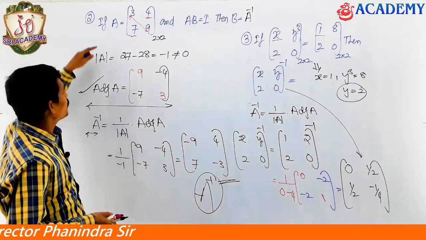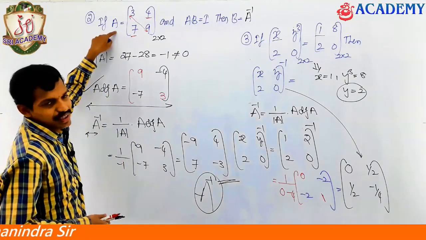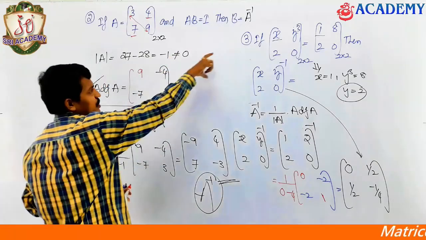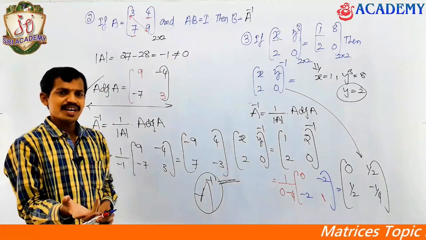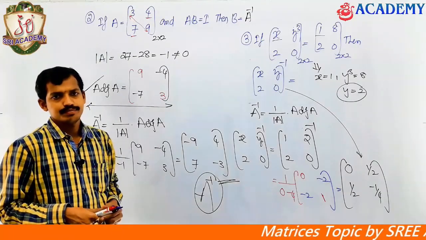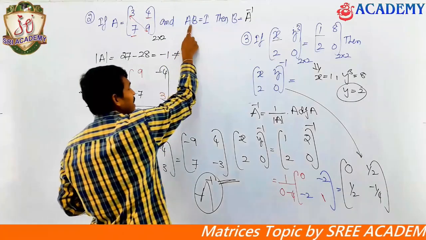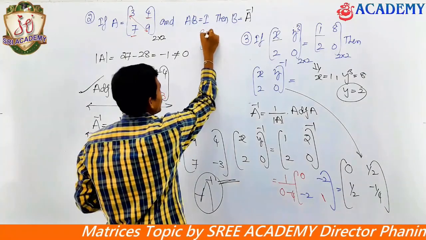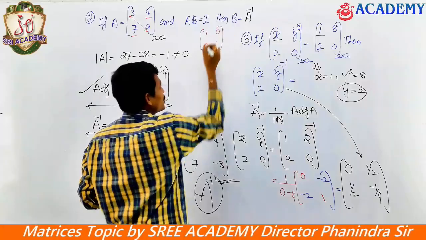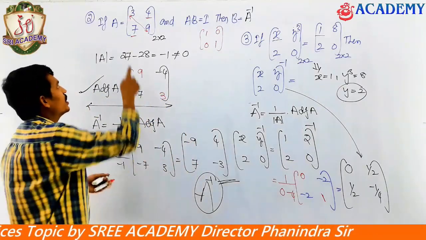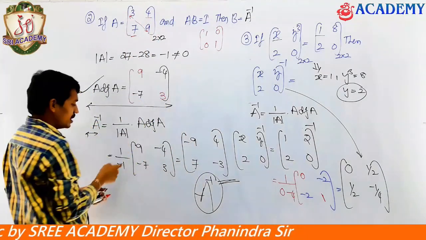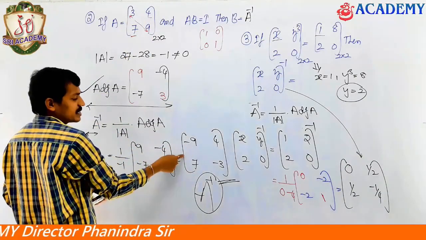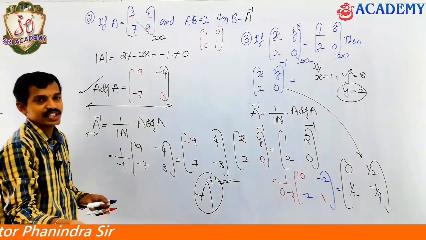See, come to this problem here: A is given and AB equals I. Must and should we are going to get 4 options, and in those 4 options, one is going to be right. If you multiply A with B, compulsorily you will get I. I means the identity matrix. For a 2 by 2 matrix, the identity matrix is going to be 1 0 0 1. First we found an inverse matrix, right? If you multiply A and this inverse matrix, you will get I. If you want, you can check.